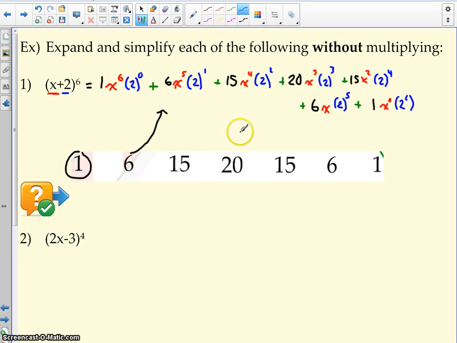Okay, so just finishing the pattern here, my next coefficient was 20. I subtracted 1 from the exponent, so it was x cubed, and added 1 to the exponent of 2, so it was 2 cubed. Then I got 15x squared times 2 to the 4th, plus 6x times 2 to the 5th, plus 1 times x to the 0, which is also 1, times 2 to the 6th. We're just going to simplify this in part 2 of the video.